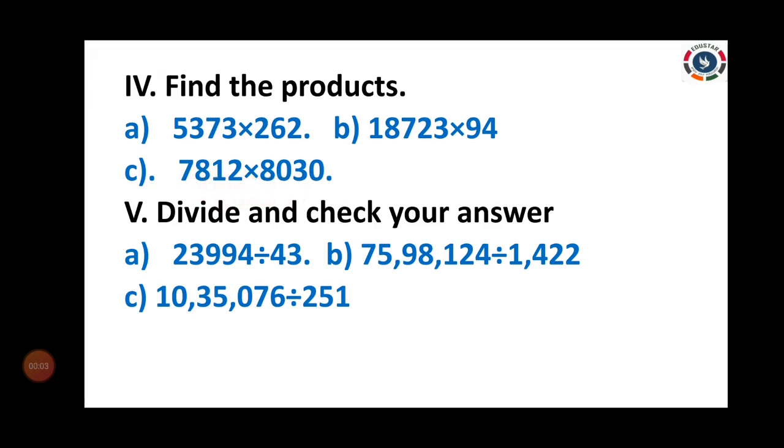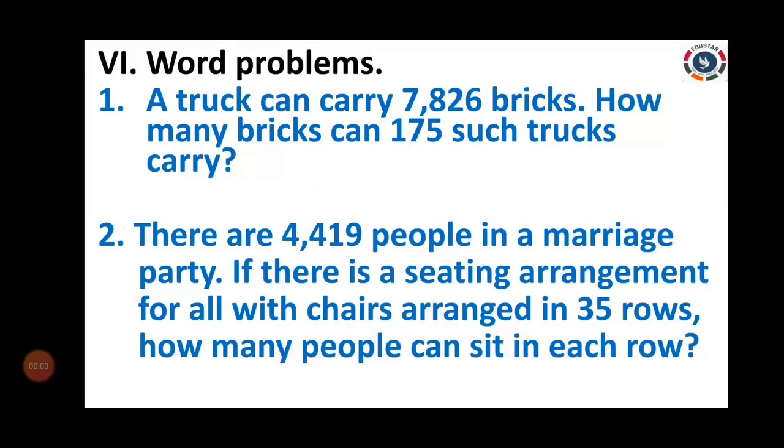Roman letter 5. Divide and check your answer. A. 23,994 divided by 43. B. 75,98,124 divided by 1,422. And C. 10,35,075 divided by 251. Roman letter 6, word problems.